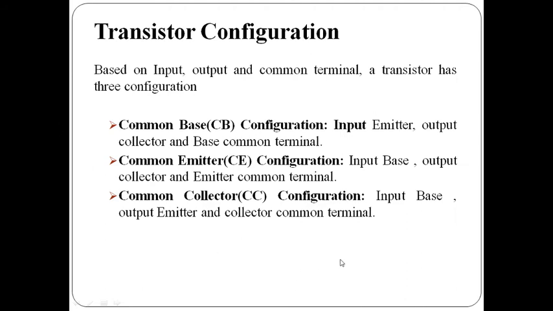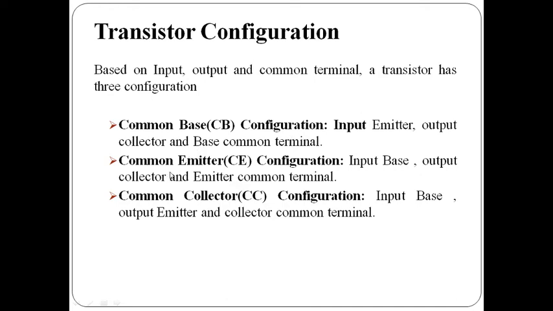Now let us see the transistor configuration. Based on the input, output and common terminals connected to a transistor, it has three configurations. The first one is called the common base configuration. The other name for the common base configuration is the base grounded configuration. For the common base, the input will be taken from the emitter and the output will be the collector, and the base will be the common terminal for the input emitter and the output collector.